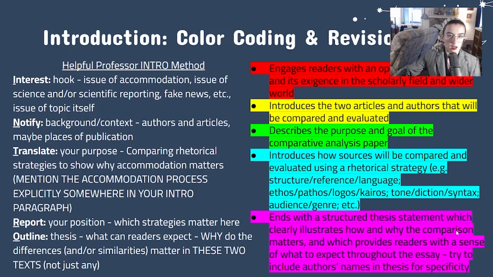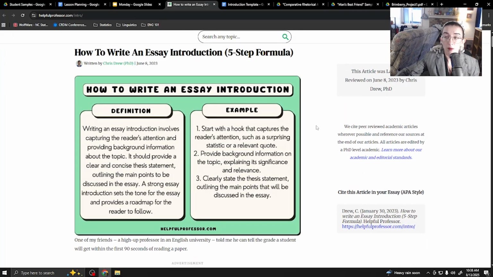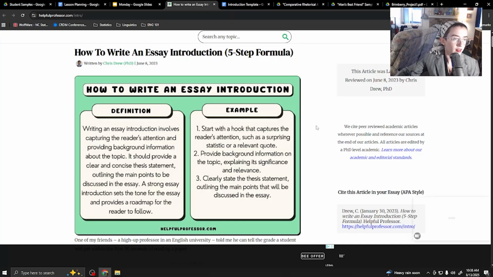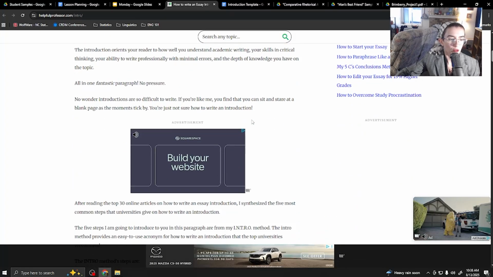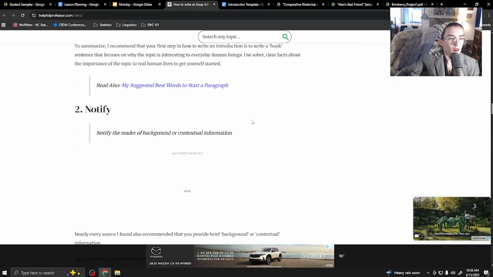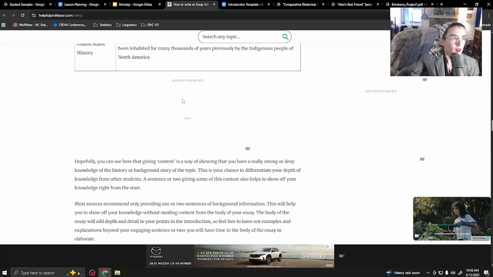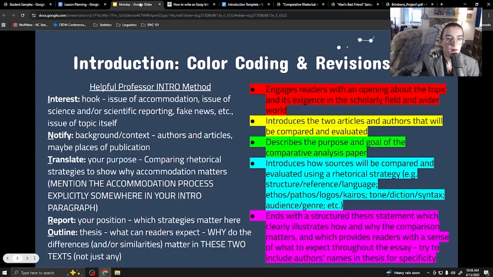Let's get started. This is a method that comes from Helpful Professor. It's an online resource, and you'll find stuff like this pretty often, different models for writing, and they can be really useful. We're going to work with a couple of different ones that I like this semester, but for the introduction, you can read about the way this blogger thinks through the different sections of an introduction.